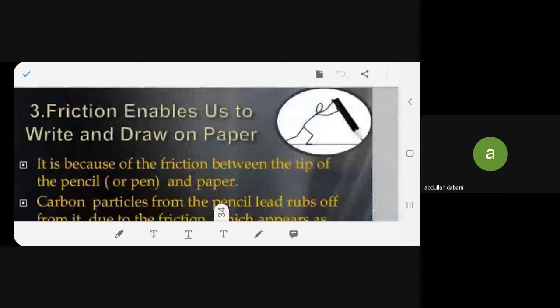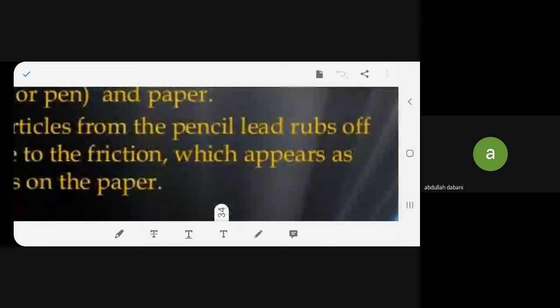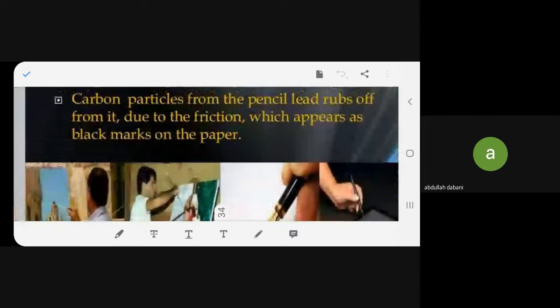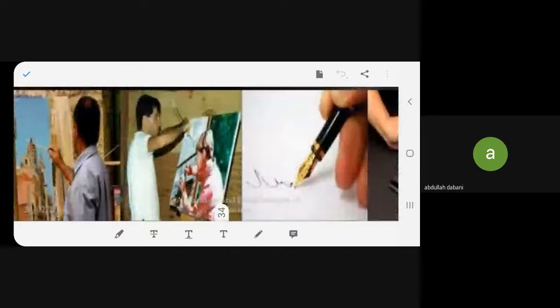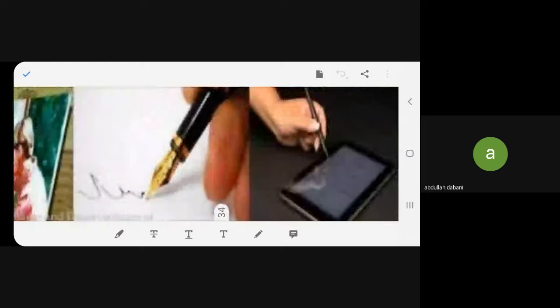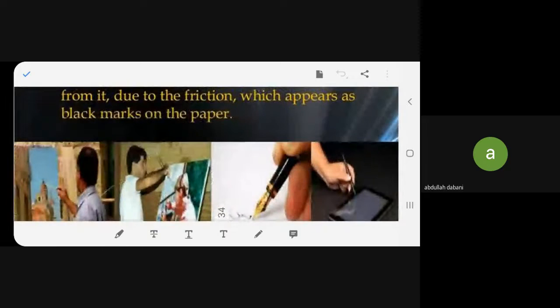You can see over here, it's been shown. A pencil is being used over here. How can you write? What is present in the lead? It is carbon. The lead that you have in a pencil is carbon. So due to friction, the carbon particles are rubbed off and come on the paper as black marks. That is all carbon. So you can draw over here. You see this drawing. You can write. All is due to friction. All these activities are due to friction.